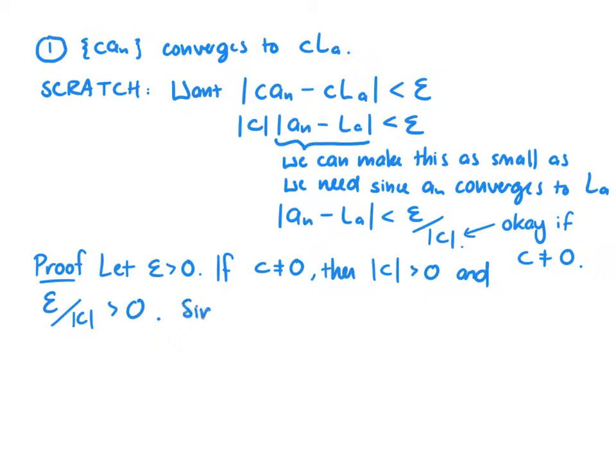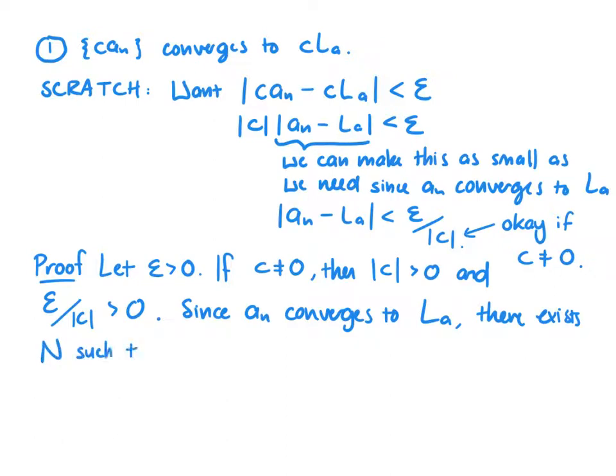So now let's use the convergence of a sub n. Since a sub n converges to L_A, there exists capital N such that if little n is greater than capital N, then we get absolute value of a_n minus the limit is less than epsilon over absolute value C.